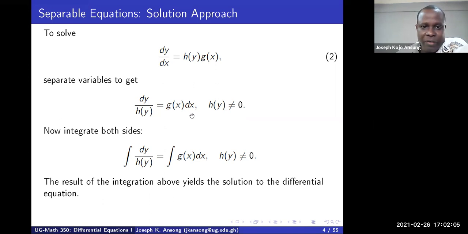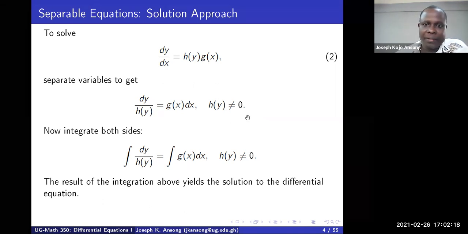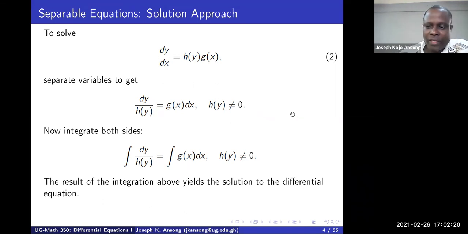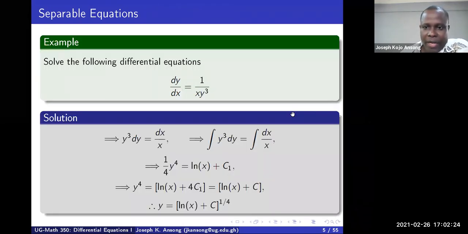But once you separate variables, you can integrate both sides of the equation. The result of your integration then gives you the solution to the differential equation. Basically, that is the procedure for solving a separable differential equation. So let's look at a series of examples.